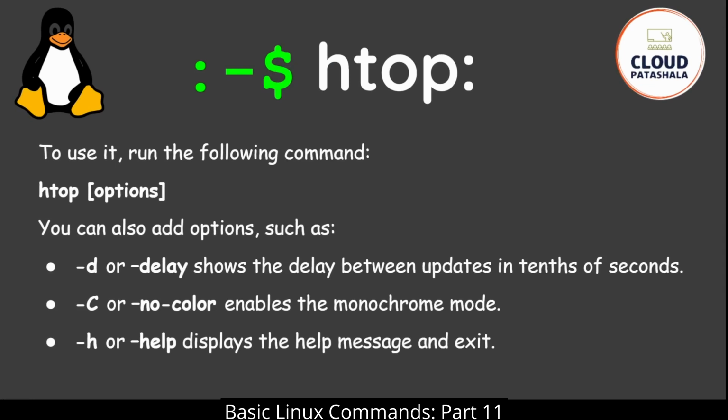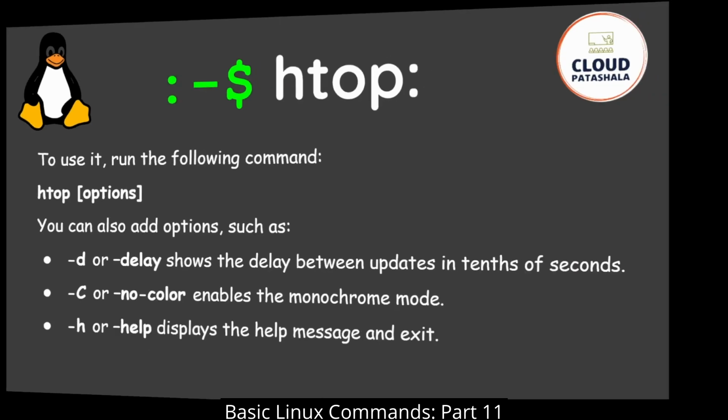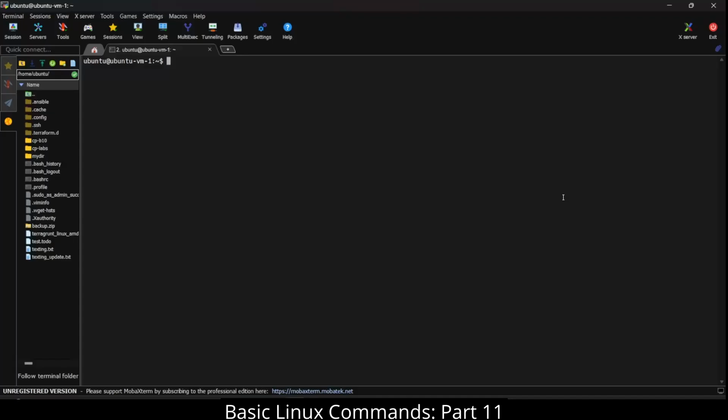You could say htop. We could also use some options. Options are -d, which shows the delay between the updates in tenths of a second. -C would give you a no-color, monochromatic view of the output. -h would display the help message and exit. Let's look at the practical for this.